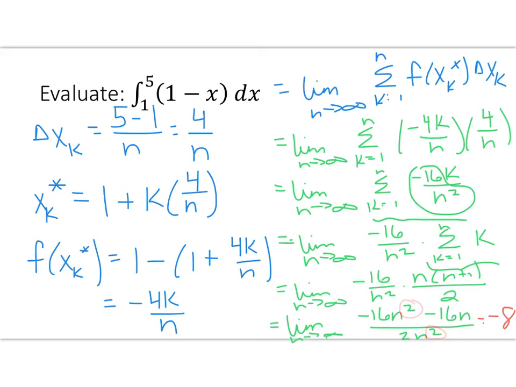Now, if we were to take a second and actually sketch this graph, I'm kind of running out of room, so I'm going to squeeze my graph in up here. The graph of 1 minus x is just a straight line. It has a slope of negative 1 and a y-intercept of 1, so it's going this way. And we're only looking at our graph from 1 to 5, so we are looking at this region here, which is technically a rectangle, so our geometry would work. This difference is 4, this goes down to 4, and because it's below the x-axis is why our area is that negative 8.